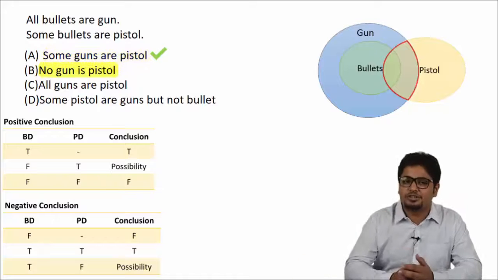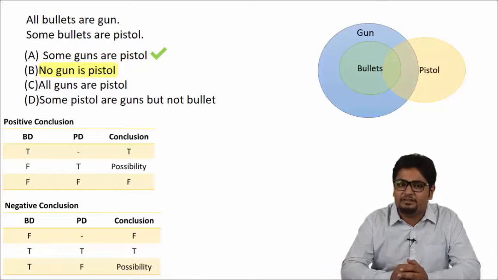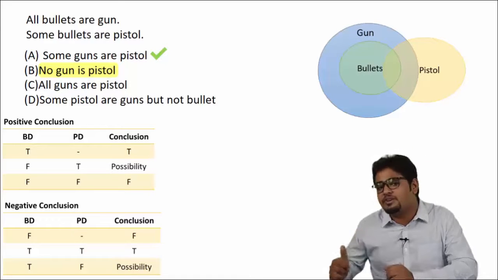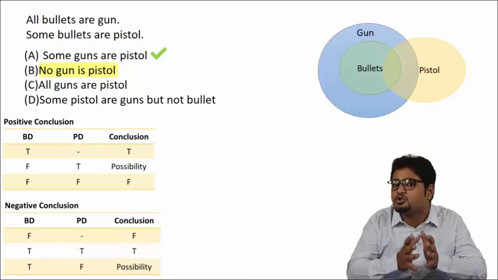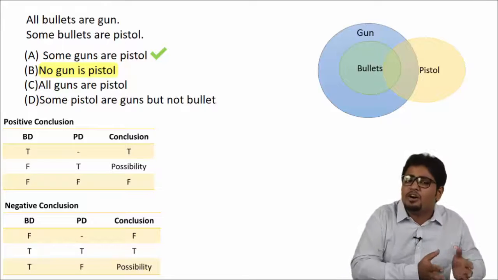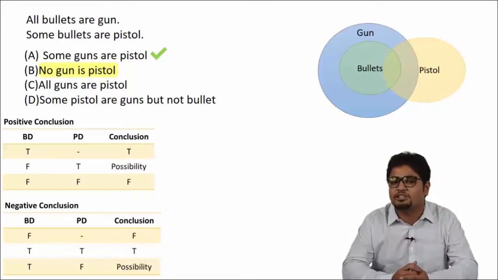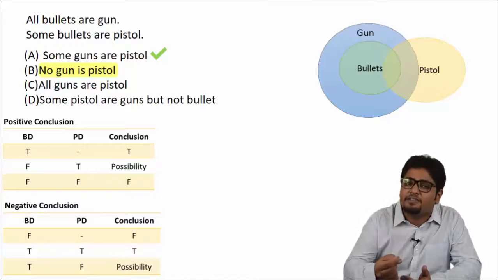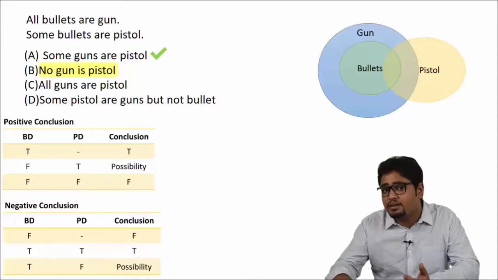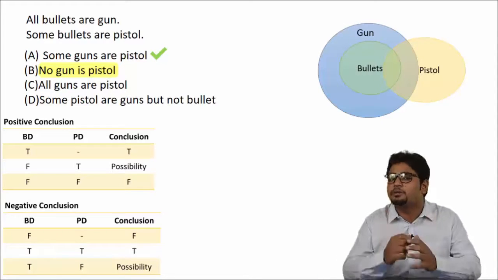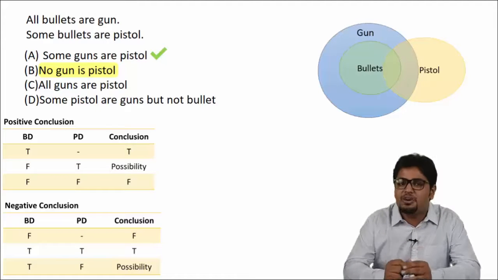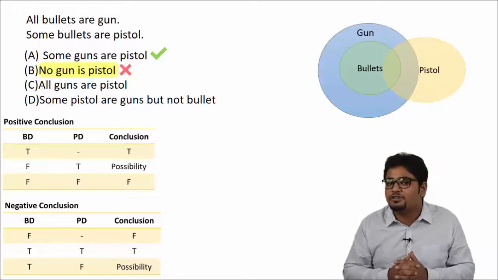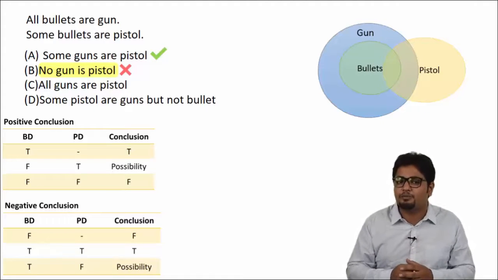Now, the second conclusion. From the basic diagram itself, it is clear that this is a false conclusion. We saw in the previous conclusion that there are some guns which are pistol. Hence, no gun is pistol is definitely a false conclusion. Now from the table, we understand that if a negative conclusion is false in the basic diagram, then there is no need to check for the possible diagrams. So conclusion B is definitely false. I hope the importance of this table is somewhat clear to you by now.